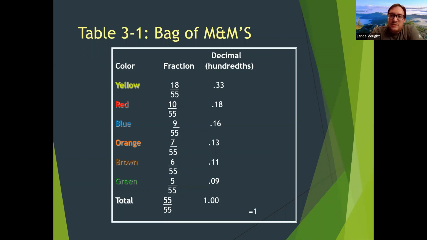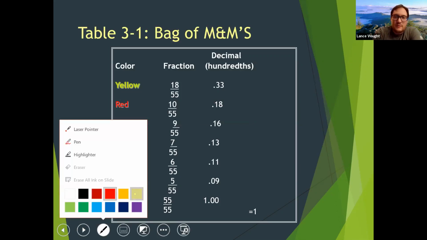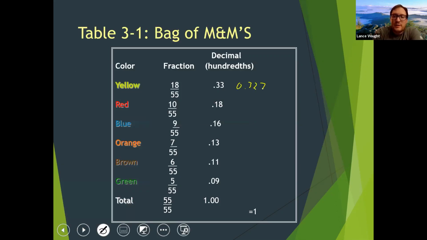So how do we get this? Well, the easy way that we've all learned is through our calculator, where if you did 18 divided by 55, you get 0.327, and then you would round to the nearest hundredth. The rounding rule is if it's greater than or equal to 5, go up. If it's less than 5, so 4 or below, you round down.